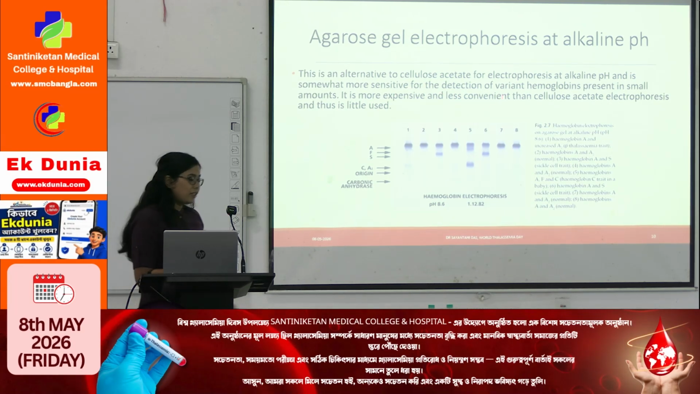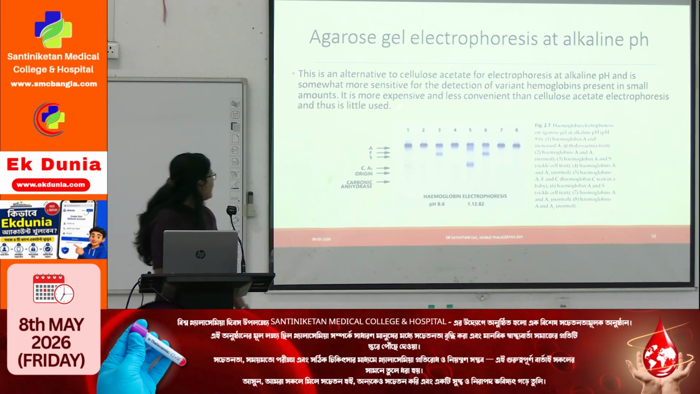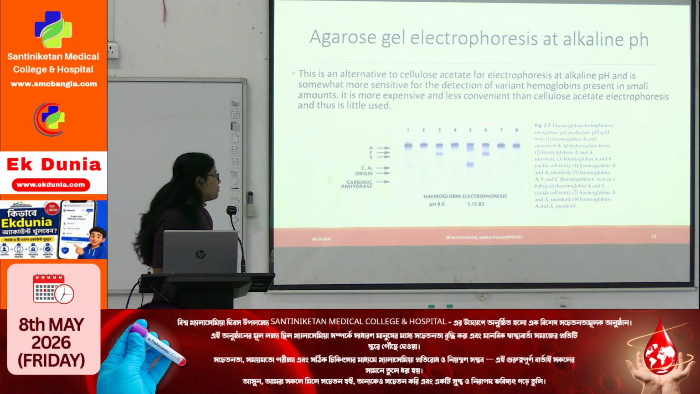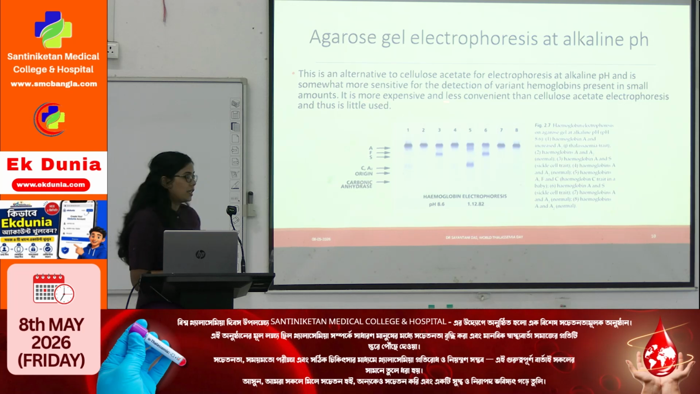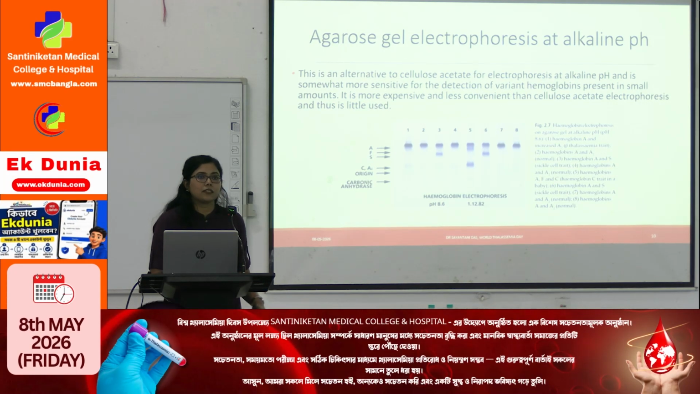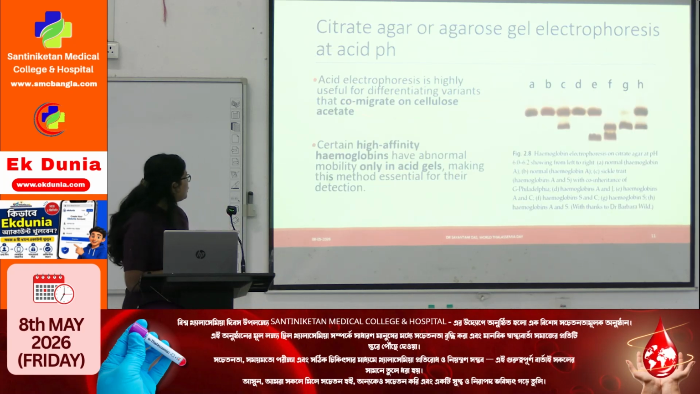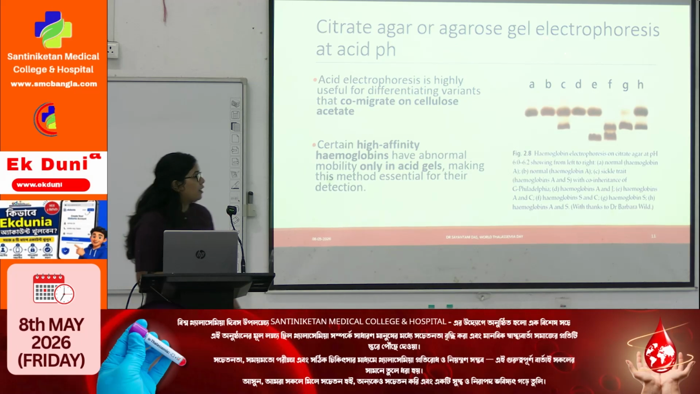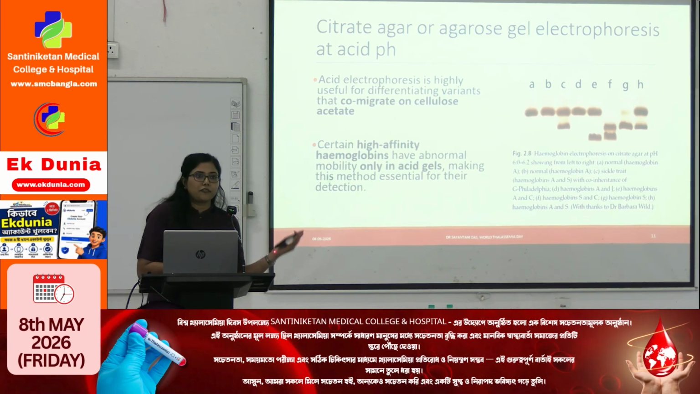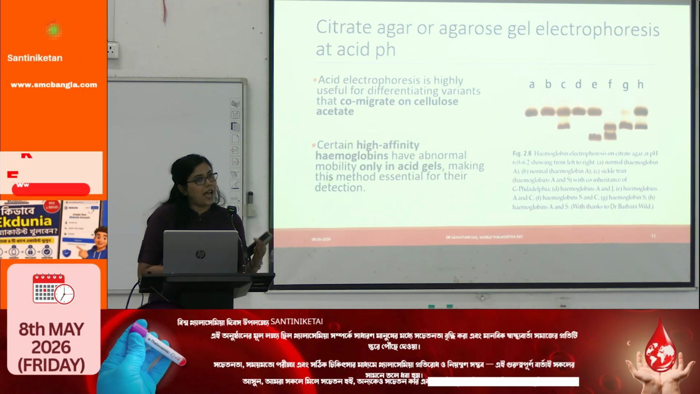This is an alternative to the previous technique and is somewhat more sensitive for detection of different variant hemoglobins that are present in small amounts. It is more expensive and also less convenient, thus it is not commonly used. Okay, coming to the next technique, that is citrate agarose gel electrophoresis at acidic pH. The first two techniques we discussed were at alkaline pH.